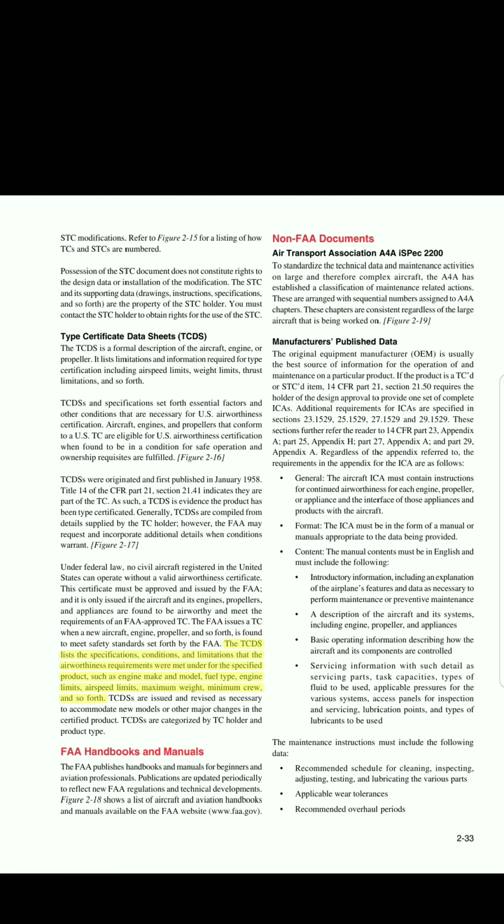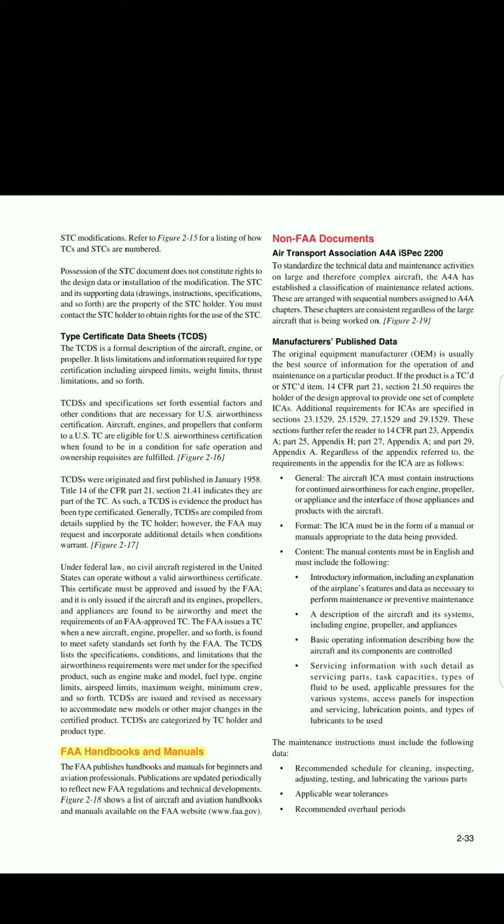The TCDS lists the specifications, conditions, and limitations that the airworthiness requirements were met under for the specified product, such as engine make and model, fuel type, engine limits, airspeed limits, maximum weight, minimum crew, and so forth. TCDSs are issued and revised as necessary to accommodate new models or other major changes in a certified product. TCDSs are categorized by TC holder and product type.